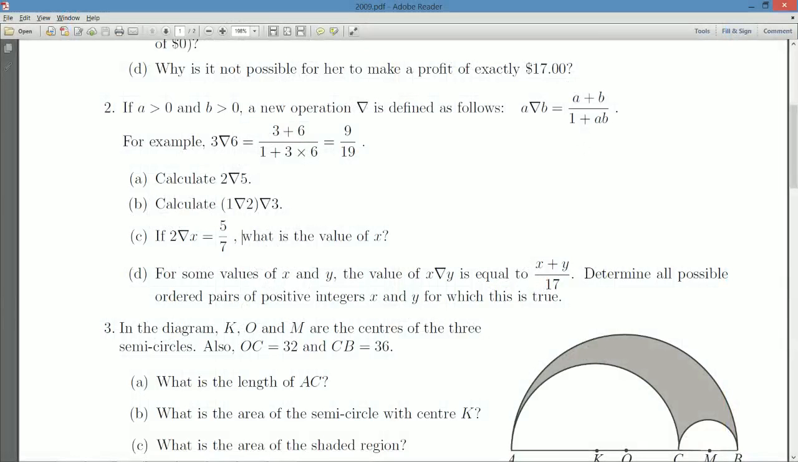Alright, D. For some values of x and y, the value of x triangle y is equal to x plus y over 17. So there's a 17 there, and there's a 17 in our previous question. You might find a lot of 17s cropping up on Fryer. I know one of the guys who helps make up the Fryer, he loves the number 17. So you see a 17 on the Fryer, odds are he made that question, or he had some input on it. Alright, so x triangle y is equal to x plus y over 17. Determine all possible ordered pairs of positive integers x and y for which this is true.